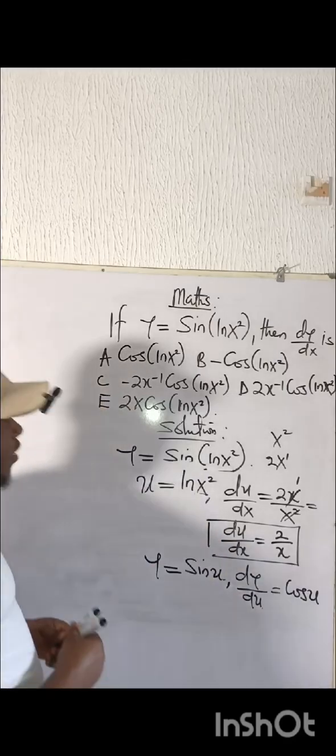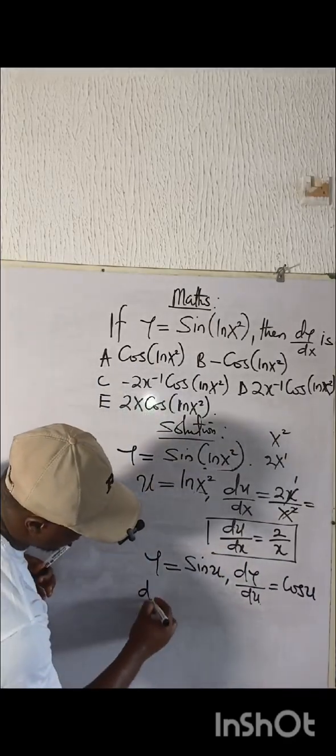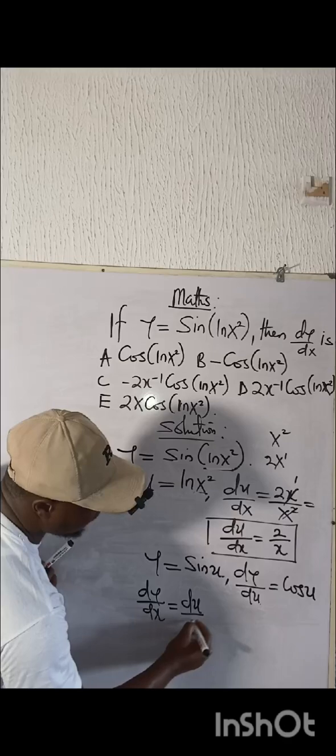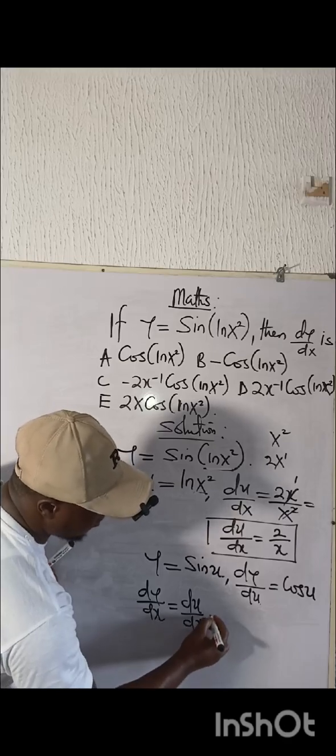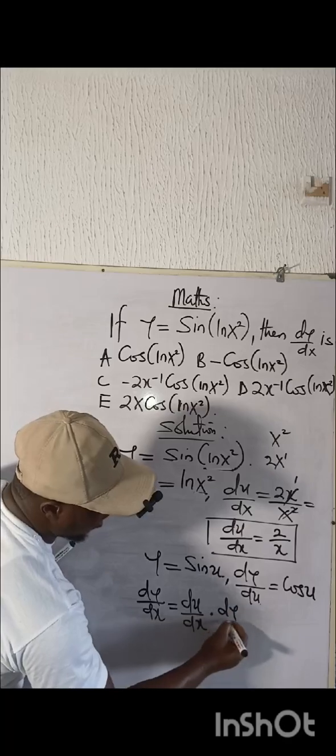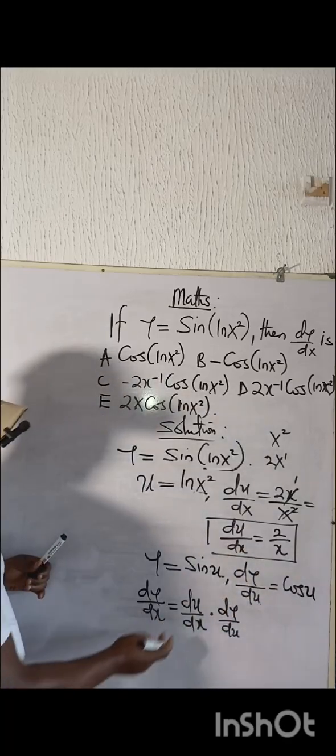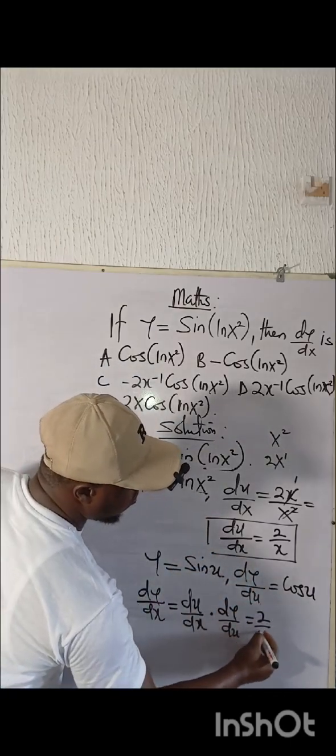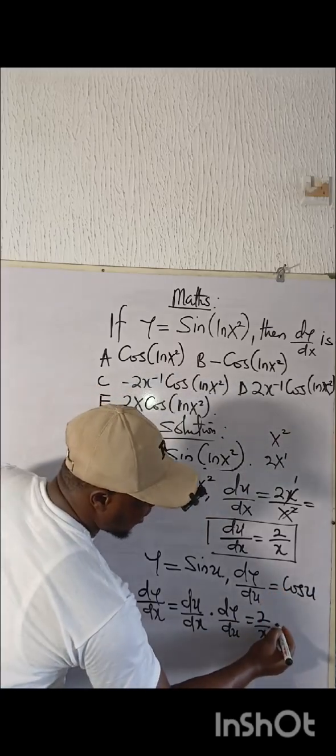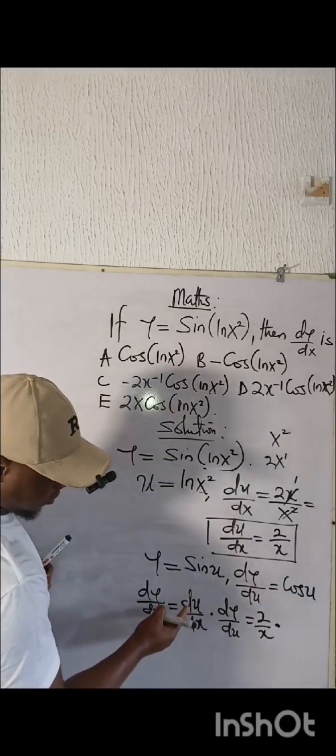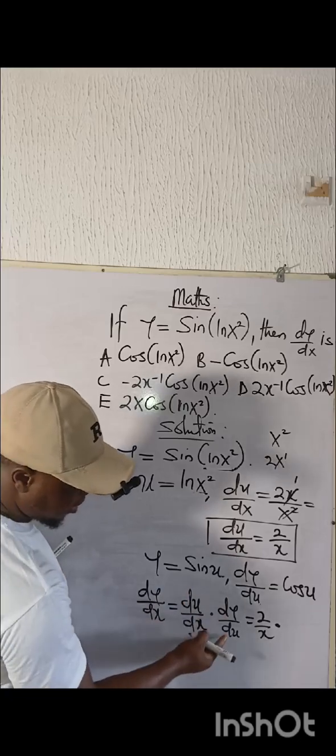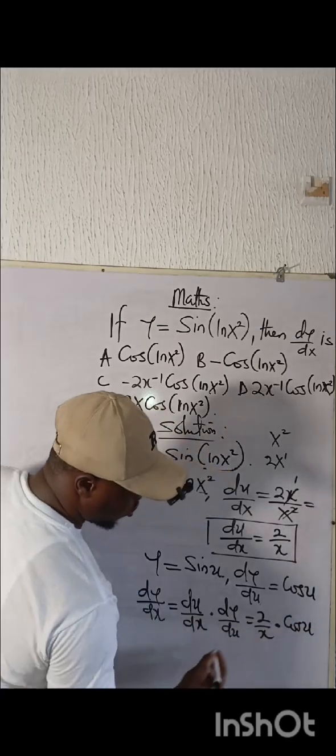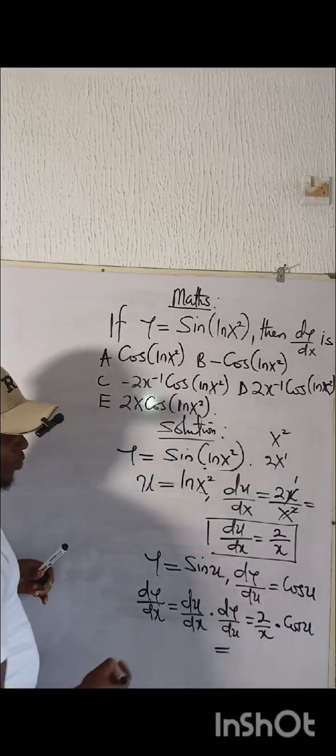Since we have gotten dy/du, y with respect to u, and du/dx, u with respect to x, to find dy/dx, what are we going to do? dy/dx is du/dx times dy/du. So what is du/dx? du/dx is 2 over x, multiplied by dy/du, which is cos of u.